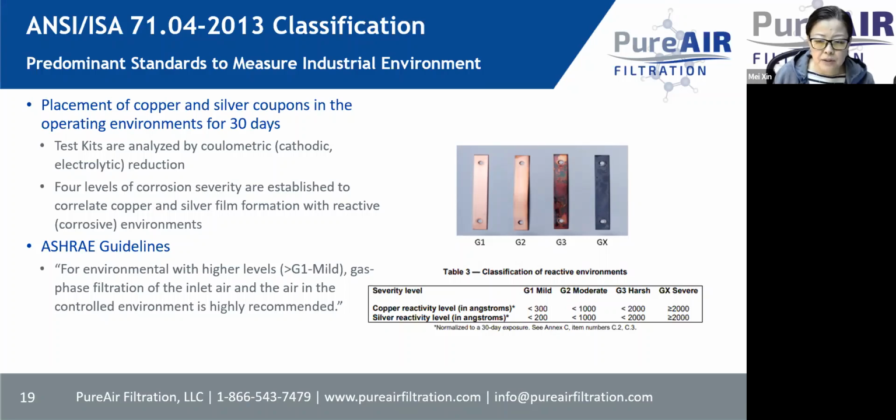So this ANSI standard has been accepted by different industries, and ASHRAE also gives a guideline: for environments with higher levels than G1 rating, gas phase filtration of the inlet air and the air in a controlled environment is highly recommended. So this has been adopted by most manufacturers for corrosion classification.